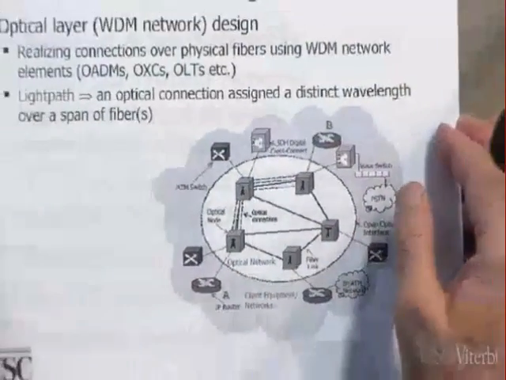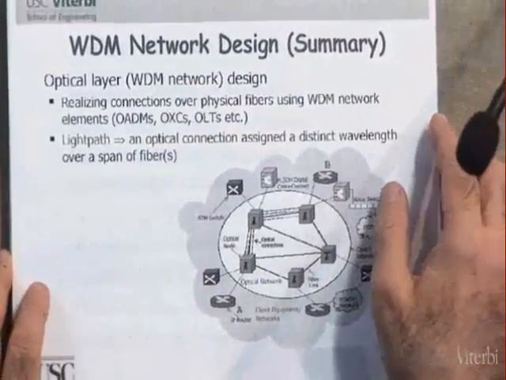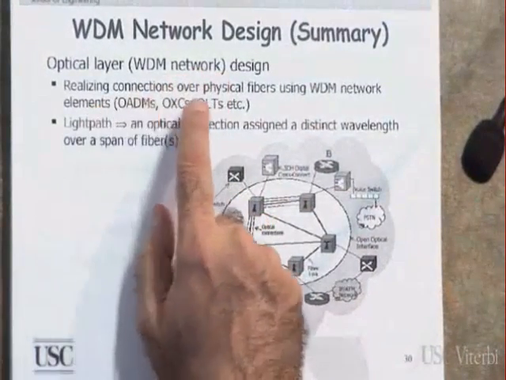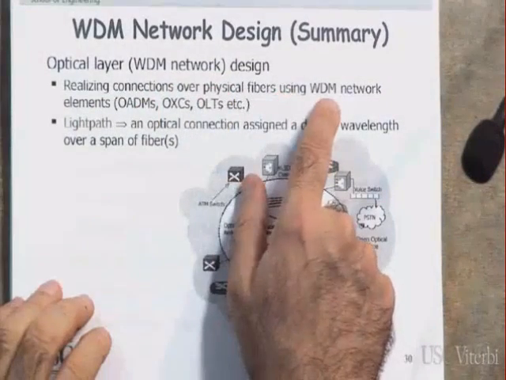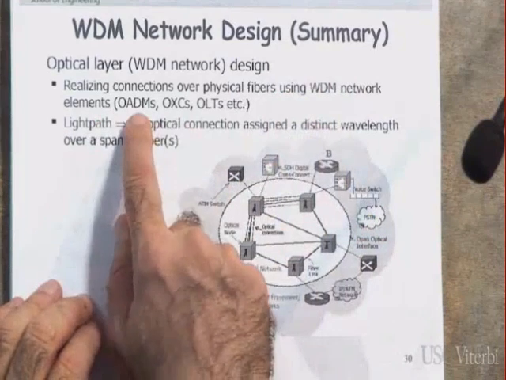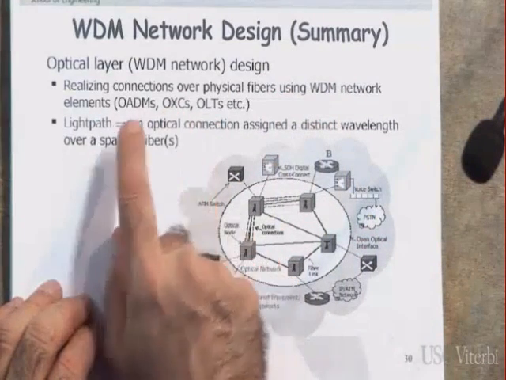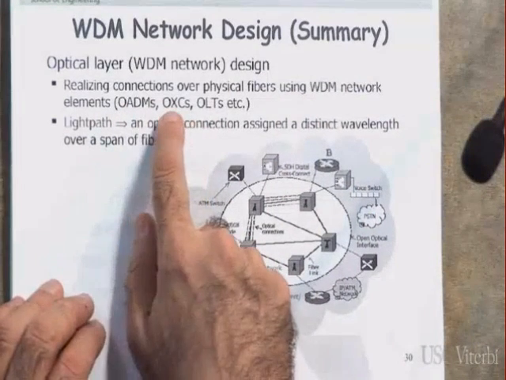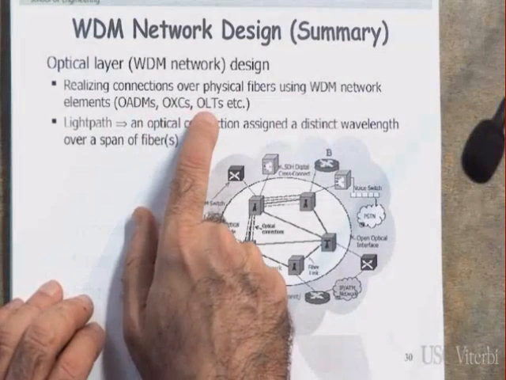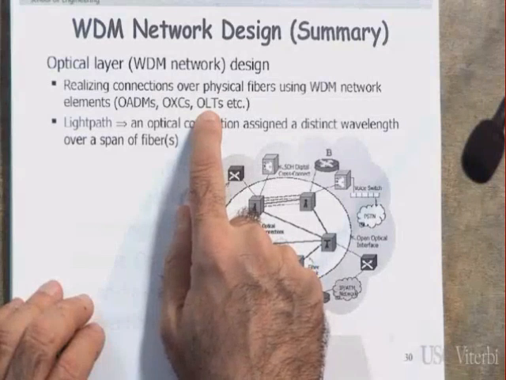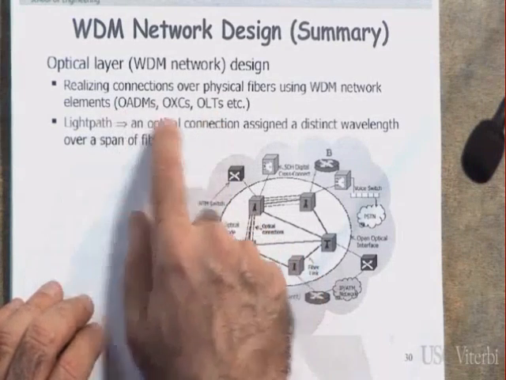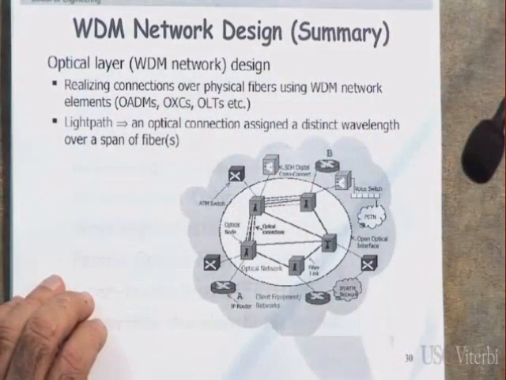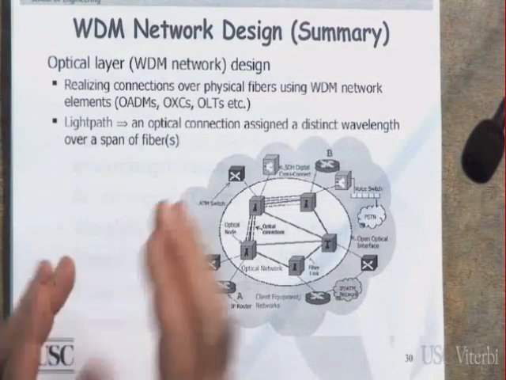Okay. So, one more time. In the optical layer, which is the wavelength division multiplexing network design, realizing connections over physical fibers using wavelength division multiplexing network elements, OADMs or OXCs or OLTs. One more time. OADM stands for optical add drop mux. OXC stands for optical cross connect switches. OLT stands for optical line terminator. Clear? All of these are devices that are used in the physical or in the wavelength division multiplexing network.